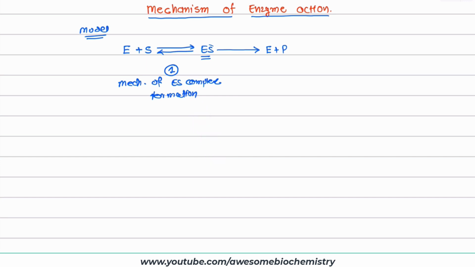And the second part that we need to learn is what the enzyme does to the substrate so that the substrate is getting converted to the product and the enzyme is released as free and unchanged, right? So the second aspect that we need to learn is the mechanism of enzyme catalysis.